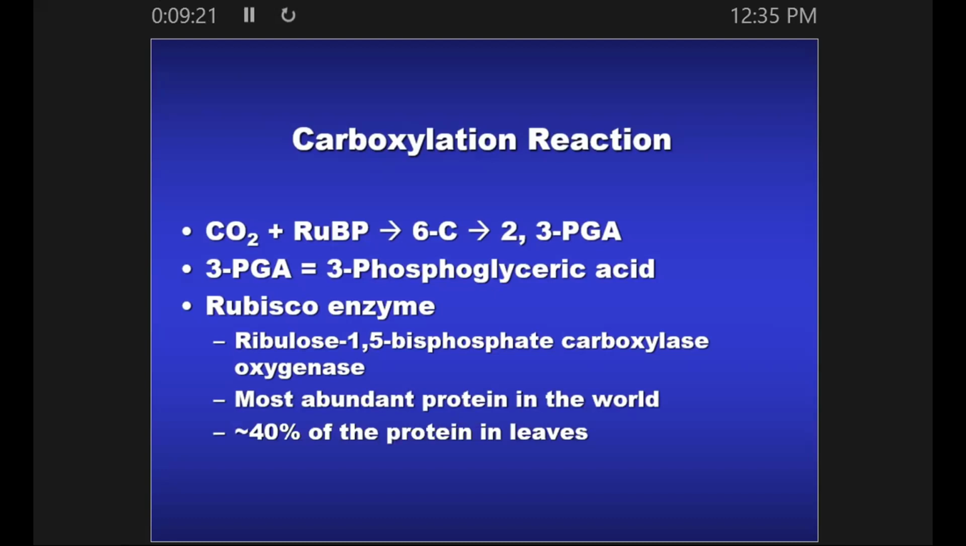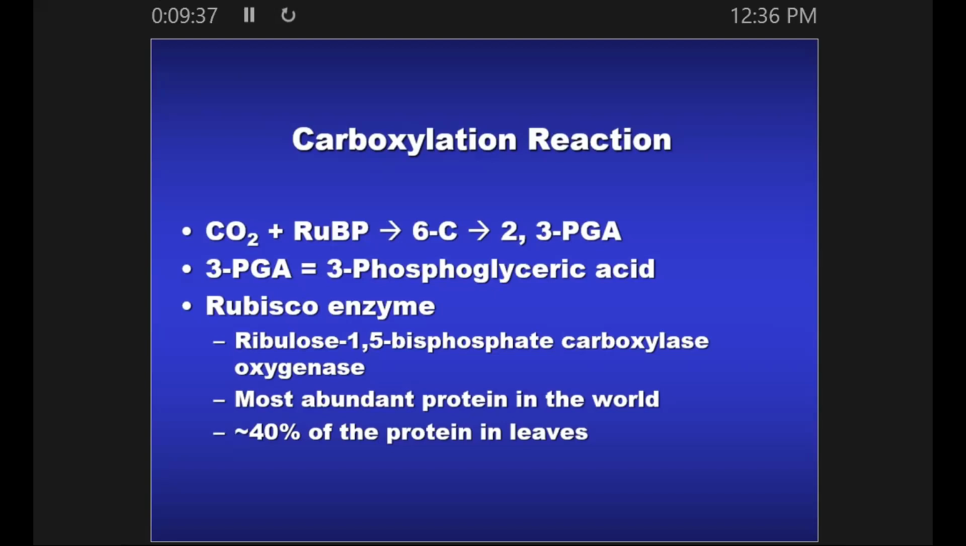So when they calculate how much is actually showing up in leaf tissue, they say about 40% of typical leaves have that 40% of the protein is Rubisco. So it's a very abundant and very critical enzyme.